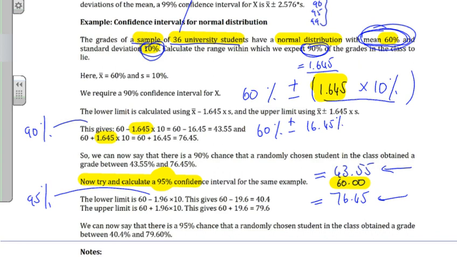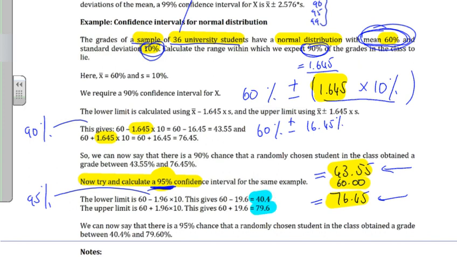Because now what happens? Now I want to be what, guys? More confident. I want to be 95% confident. What do you think that's going to do to my range of numbers? Well, now my original range of numbers was from 43.55 up to 76. Look at my range now.